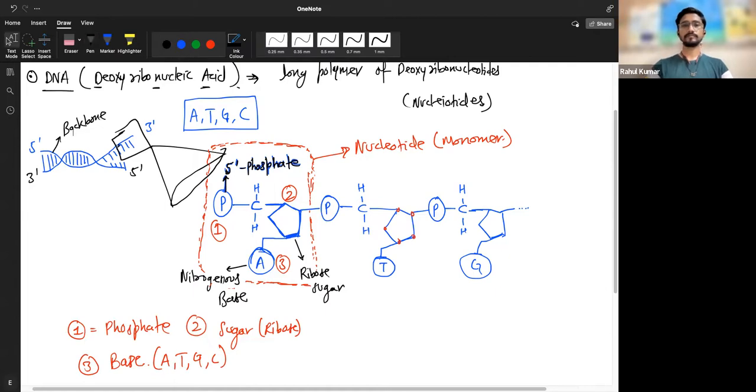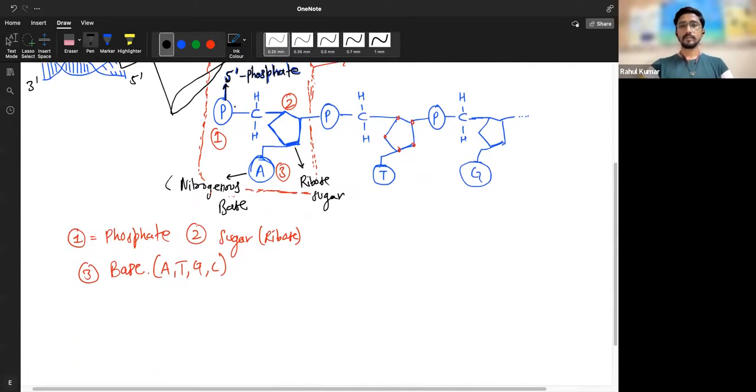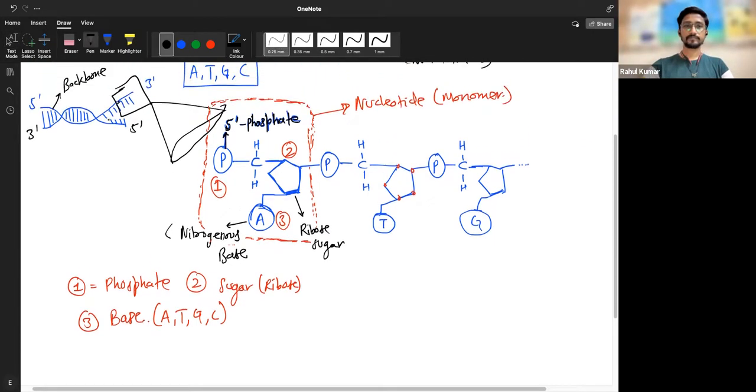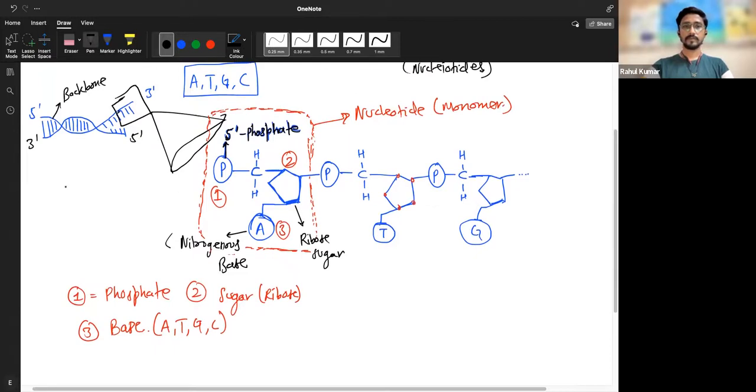So what do you think the backbone is made up of? The phosphate and the sugar make the backbone, because this is a long chain that goes along. And what comes towards inside as a step? The bases. Bases protrude inside from that backbone. Do you understand, everyone? Is it clear?